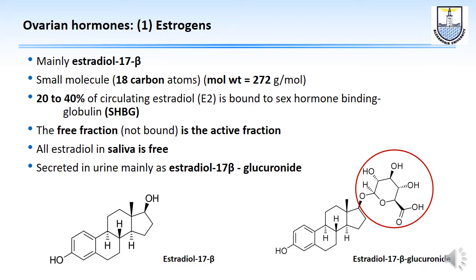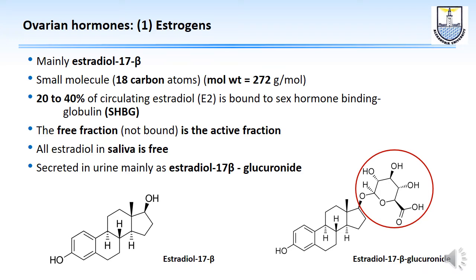Now, estradiol is a small molecule. As we said, all estrogens are 18 carbon atoms. Its molecular weight is 272. Most of it is carried by a protein called the sex hormone binding globulin. But it is the free part which is the active part. It is the free part which goes inside the cells and attaches itself to the receptor and then does the function of the hormone, while the others which are bound to this protein are not the active ones.